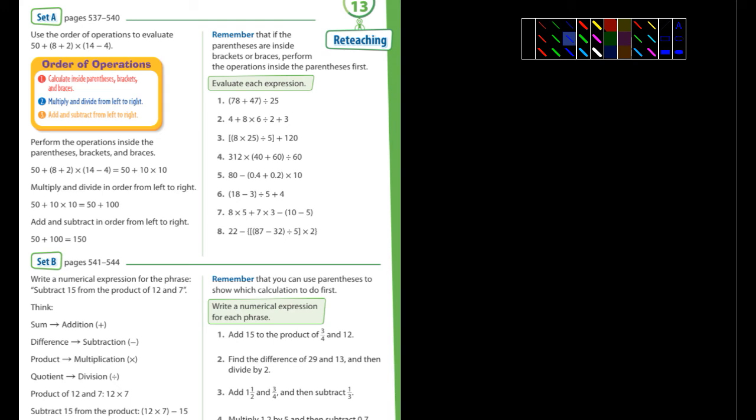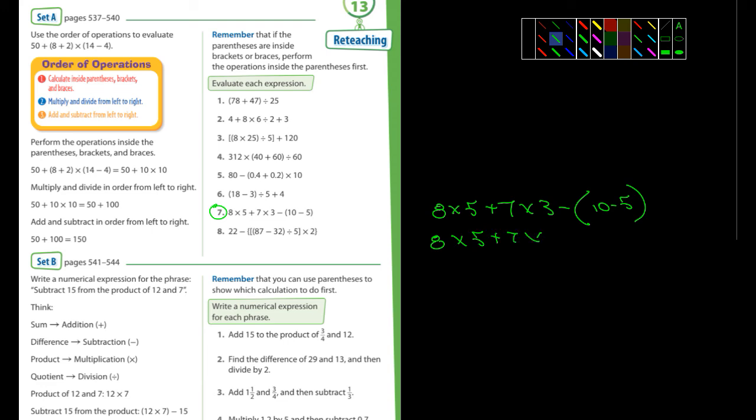So let's pick one of these and do it. How about number 7? Let's look at number 7 here. So I'm going to rewrite it over here. It's going to be 8 times 5 plus 7 times 3 minus, and then in parentheses, 10 minus 5. Well, what's the first thing we do? We do what's in the parentheses. So we can rewrite this as 8 times 5 plus 7 times 3 minus, 10 minus 5, that's going to be 5. Now, order of operations.